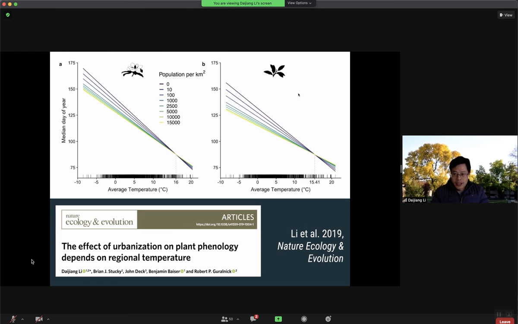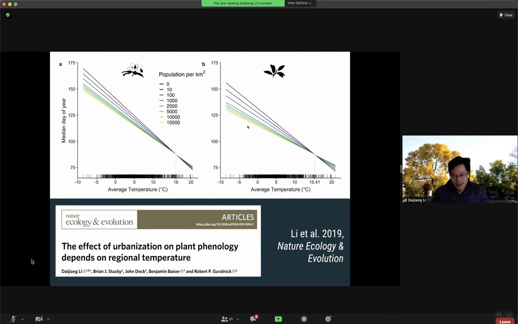And here's one major result. This is flowering and this is leaf out. The x-axis is average temperature and the y-axis is the median day of the year, the onset of flowering and leaf out. We can see in a cold area, say -5 average temperature, this is, if I remember correctly, from previous November to May, in the cold region with higher human population density, we are going to have earlier flowering as well as earlier leaf out.